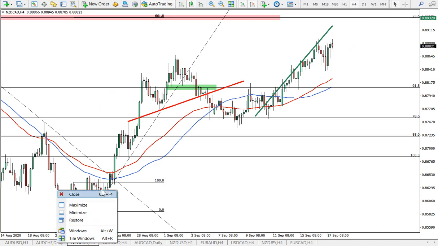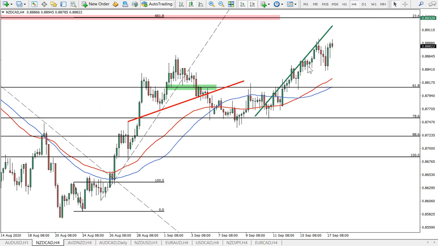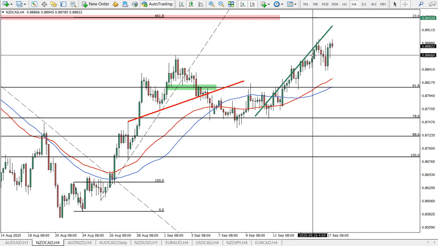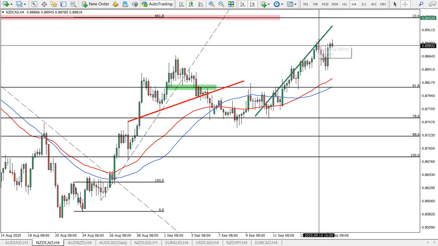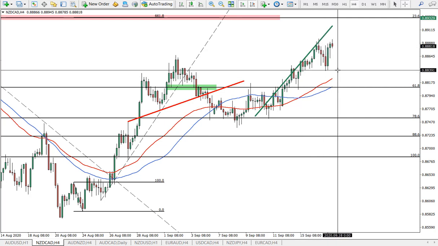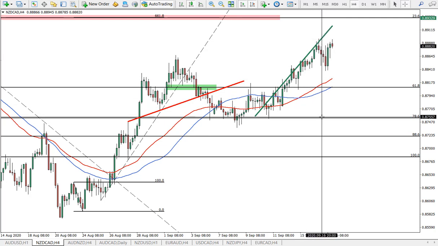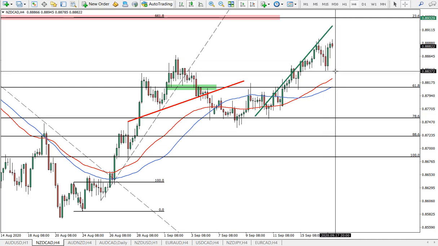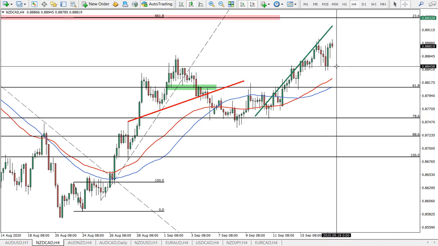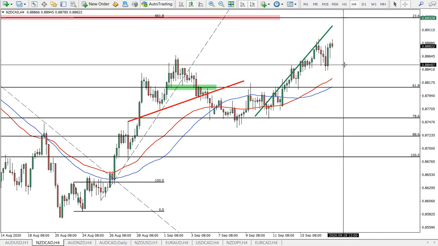Okay, so just close it. New Zealand Canadian dollar, what we had is basically the correction that I was expecting. I was expecting it to be much harder, but it wasn't that strong. So the support remains at this level, which is 88.47.